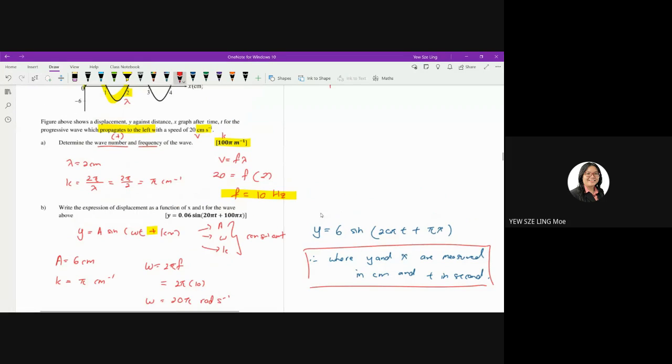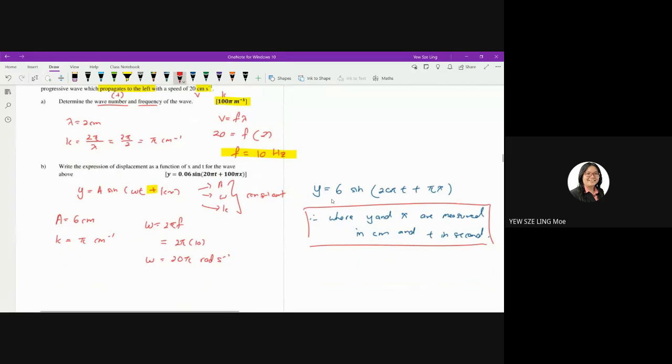Okay, do you have any questions that you'd like to ask? Ada sebarang pertanyaan yang kamu nak tanya regarding today's exercise, regarding the 4 questions that we discussed today?